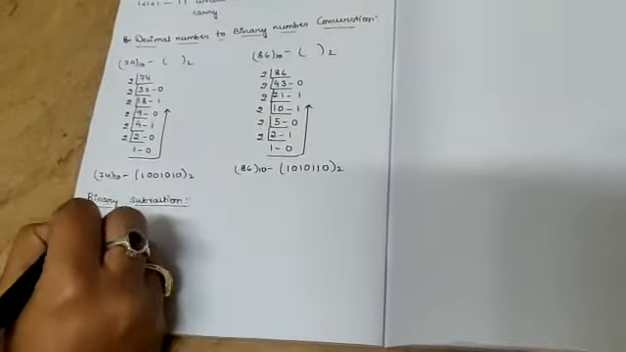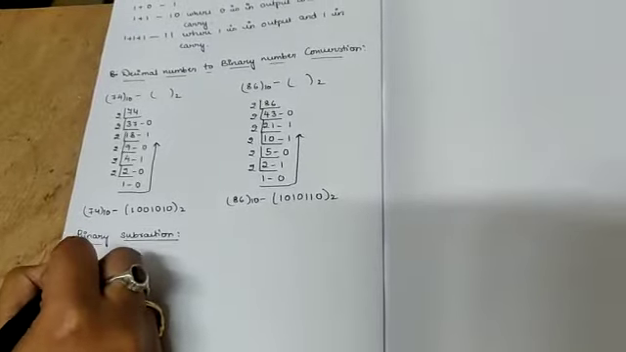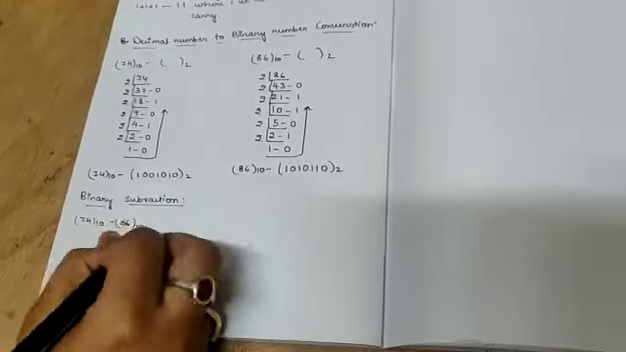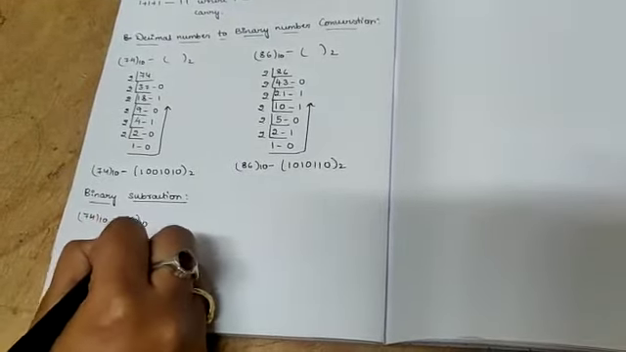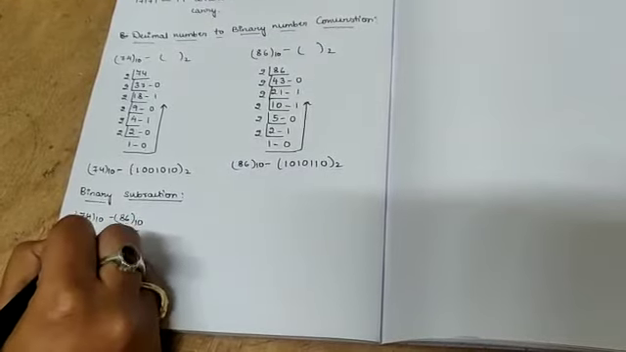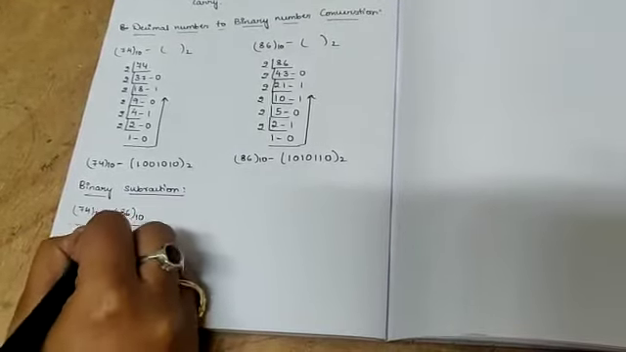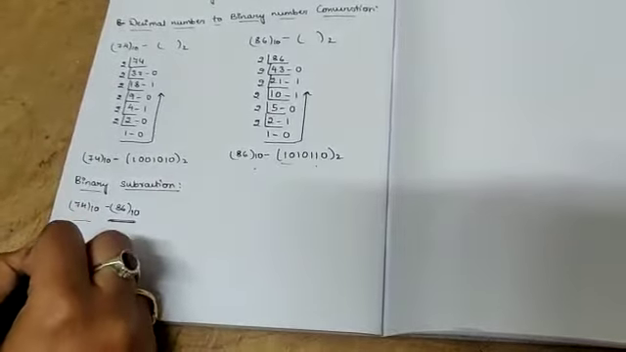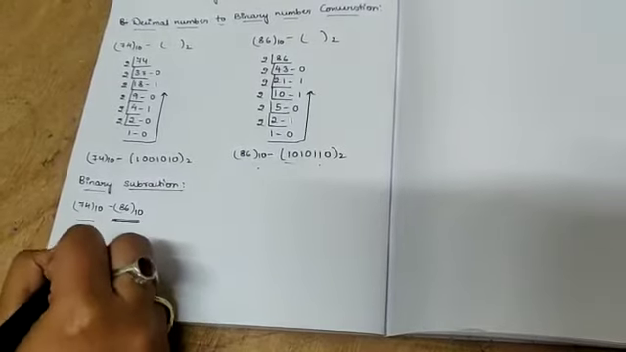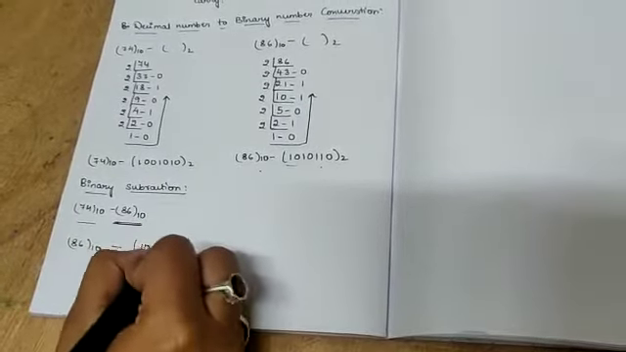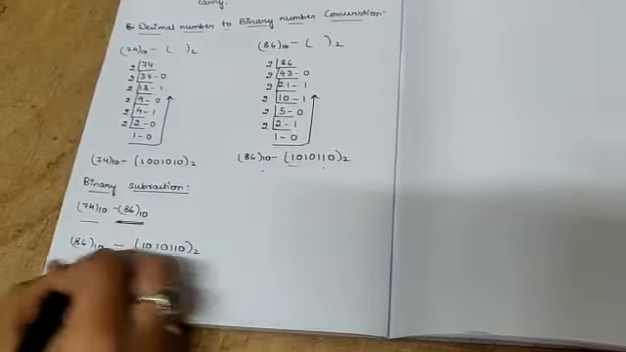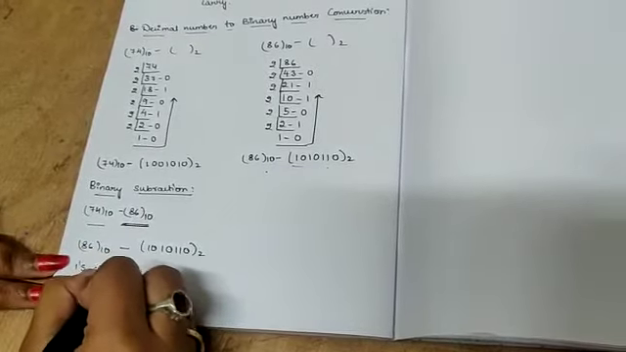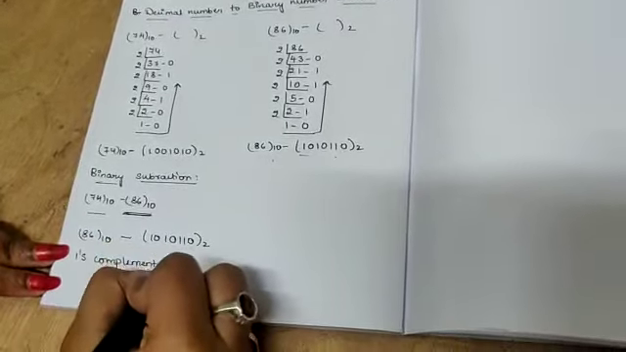Now for doing binary subtraction, let's take an example, 74 minus 86. So we have to take 2's complement of 86 and then add it to 74. For that, first we need to convert it into binary. So already we have done it. So 86 in binary is 1010110. Now for taking 2's complement, first we need to do 1's complement of 86.